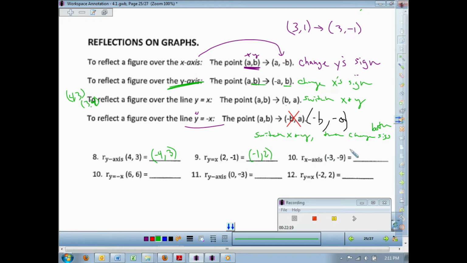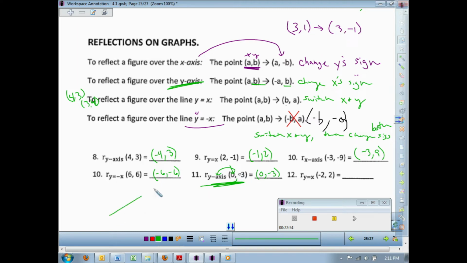Reflect over the x-axis, that's change y sign, so negative 3, 9. Reflect over the line y equals negative x. Switch places and switch both signs, so negative 6, negative 6. Reflect over the y-axis is change x's sign. Well, x is 0. There's no such thing as negative 0. 0 is neither positive nor negative, so it's still going to be 0, 3. Hey, this point reflected to itself over the y-axis. What does that mean about that point?